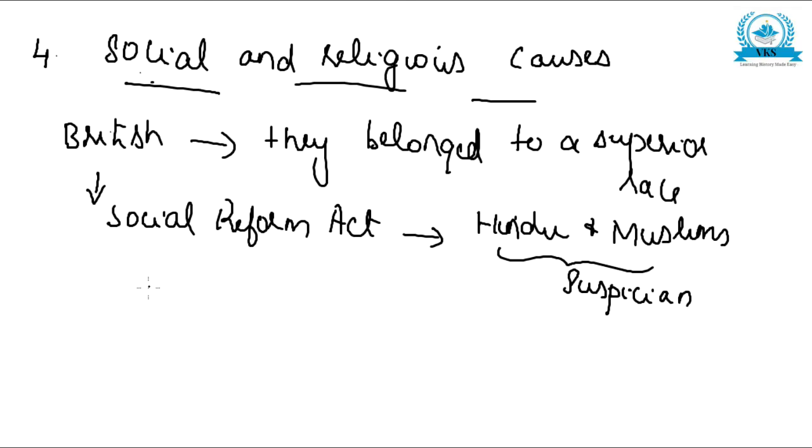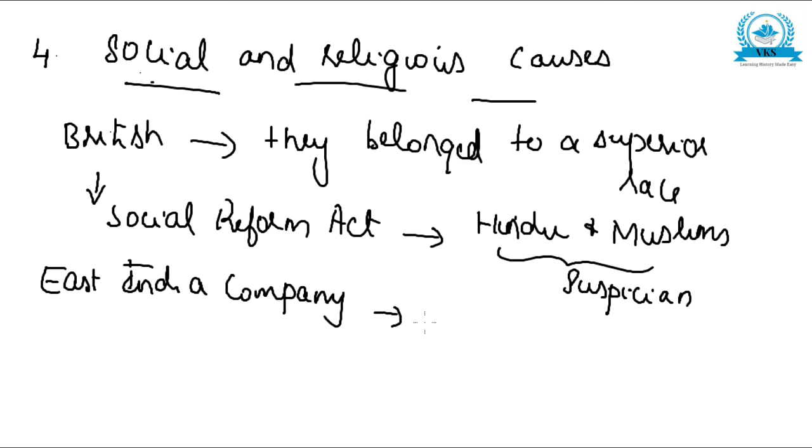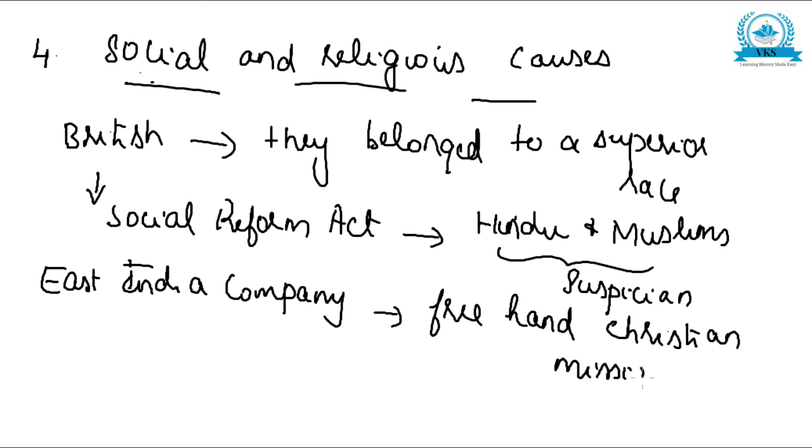There was suspicion in their minds because they thought that it might affect their traditional customs and practices. And one more problem was that the East India Company gave a free hand to the Christian missionaries in the field of religion. Christian missionaries were given a free hand in matters of religion.